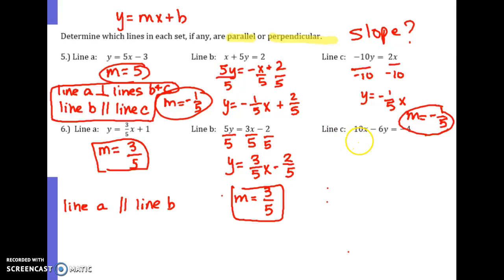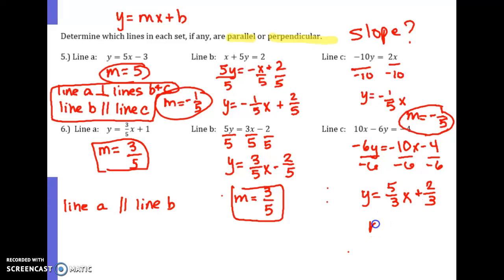Okay, let's look at line C. Again, I'm going to have to put it in slope-intercept form. So I've got -6y is equal to -10x minus 4. And then when I divide by -6 and I simplify, I get y is equal to 5/3 x plus 2/3. Okay, so my slope here is 5/3, which is the reciprocal of 3/5, but it's not the opposite, so it's not -5/3. So we can't conclude that they're perpendicular. The only thing we can conclude is that line A is parallel to line B.